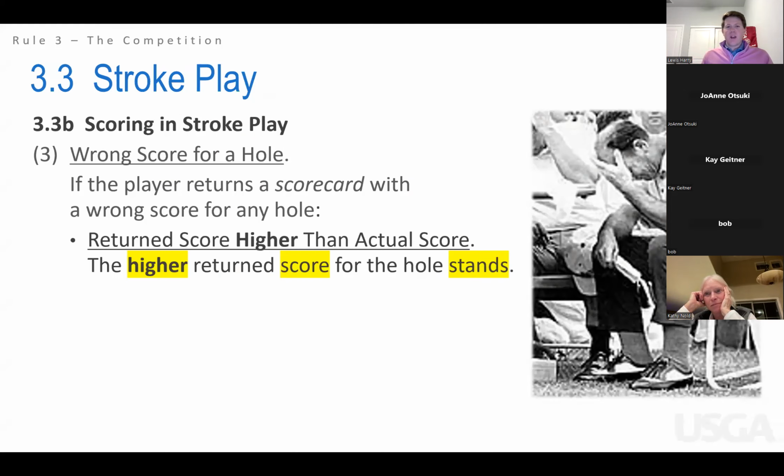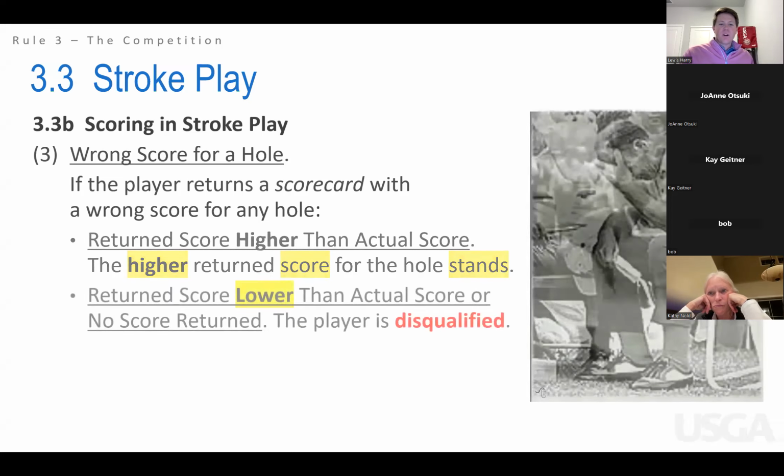A tough break there for Robert DiVincenzo, signed for an incorrect score that was higher than what he actually made. That score stood. We heard a call out to the old Rule 6. This is now 3-3. But the wrong score stood. He just has to live with it. Finished 1 score behind the champion, or 1 stroke behind the champion. So tough break there when we finish with a higher score.